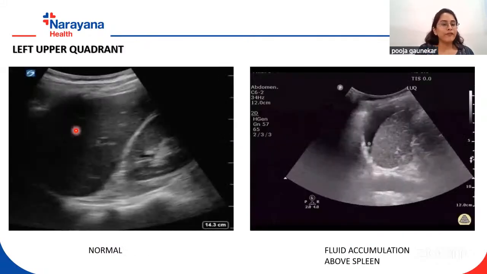This is the left upper quadrant view, kidney and the spleen. Again, there is no fluid in between. Here you can see fluid accumulated above the spleen. So the first area where you will see fluid accumulation in the left upper quadrant is above the spleen. So we need to make sure that we include this area also when we are screening the left upper quadrant. After the fluid gets accumulated above the spleen, it will go between the spleen and the kidney.